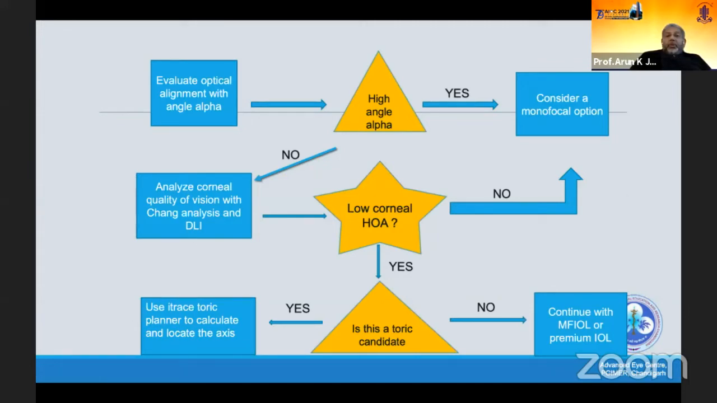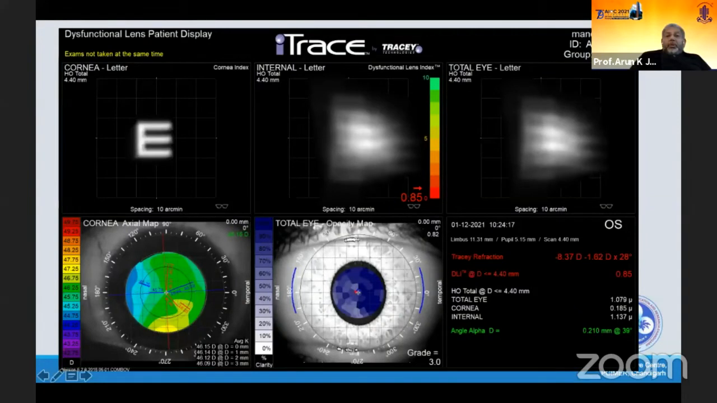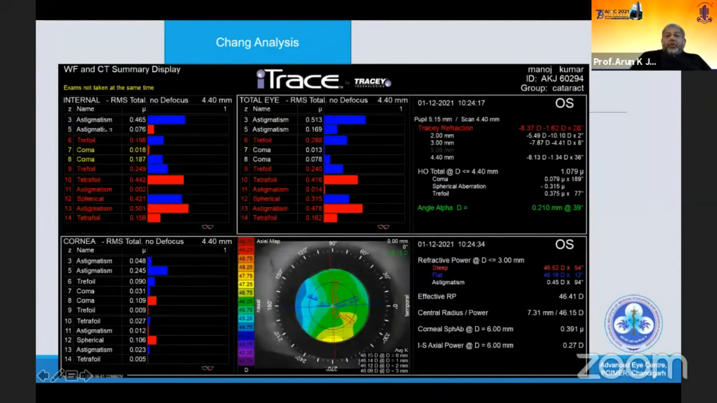of aberration. Now coming to the example, this is the dysfunctional lens display of the patient. As you can see, the cornea is quite good, and the DLI index, we will come into that in the second part, is just 0.85, and most of the aberrations are internal, and he has a grade 3 opacity, and angle alpha is good. So in this case, the reflection is not reliable, it is in the red zone, because of the higher order aberration. You can see internal higher order aberrations are very high.